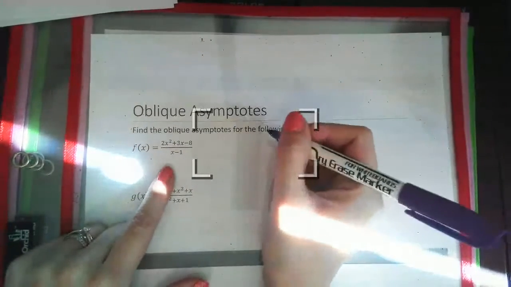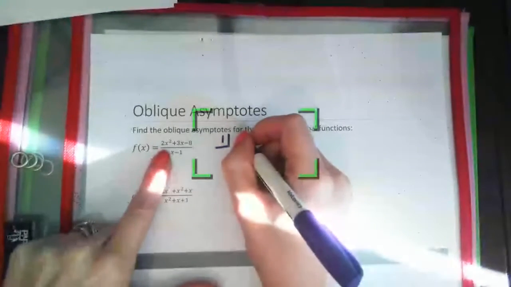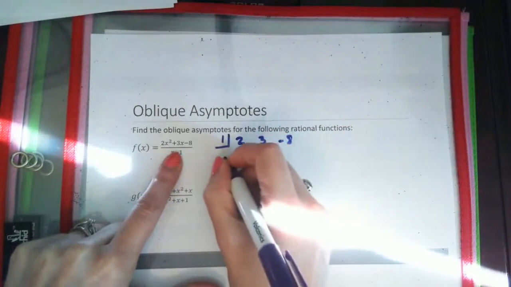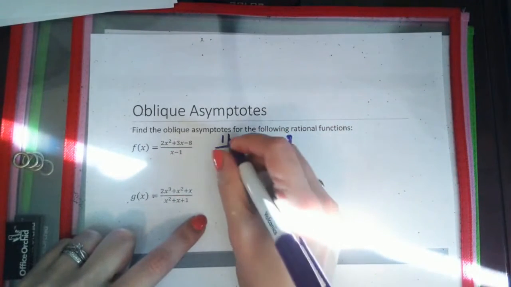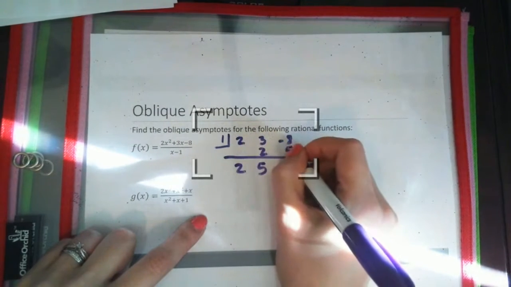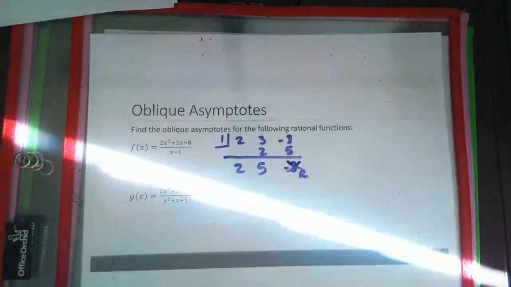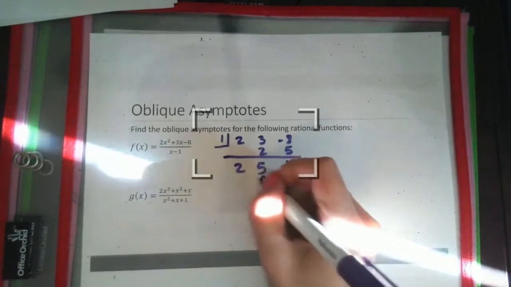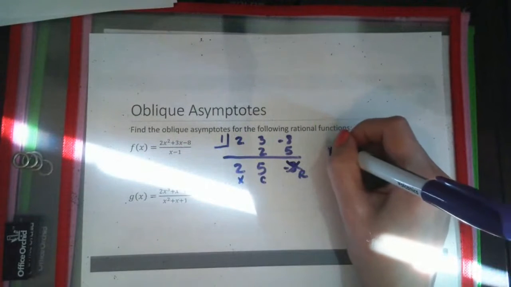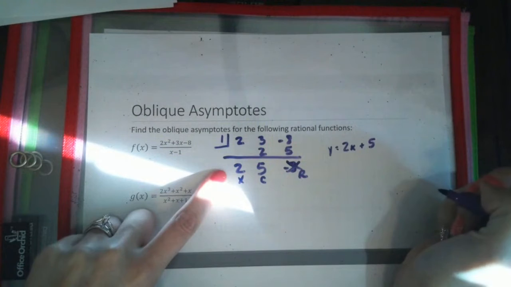If we're dividing by x minus 1, then I need to put 1 in my box. My coefficients are 2, 3, and negative 8. So I would have 2, multiply gives me 2, adding gives me 5, multiplying gives me 5, adding gives me negative 3. That negative 3 is the remainder, and we don't care about it. The 5 is our constant, and the 2 is our x term. So our oblique asymptote would be given by y equals 2x plus 5.